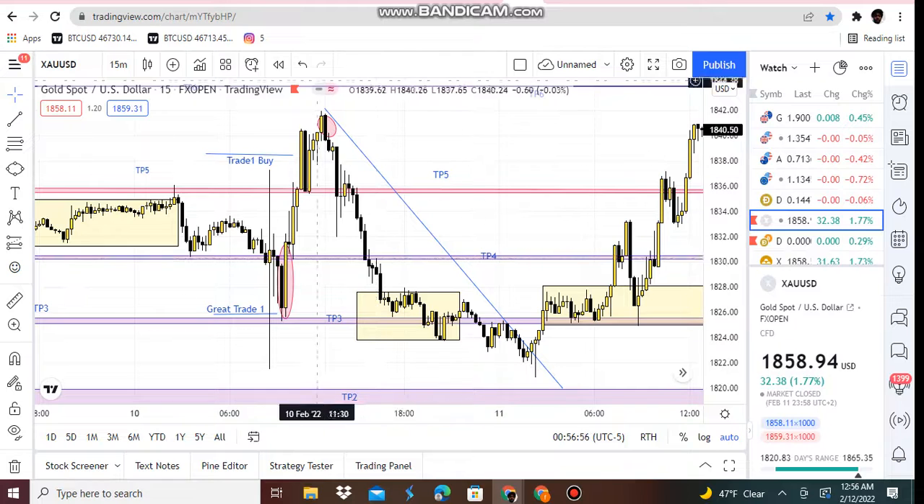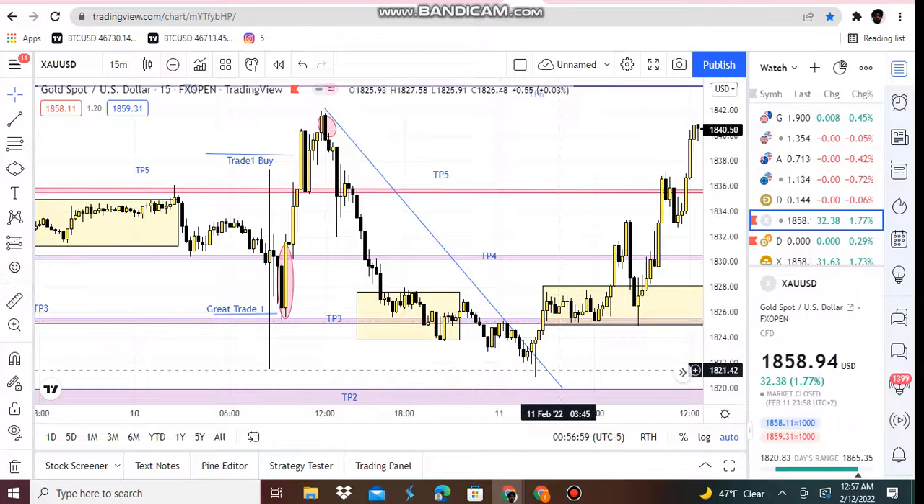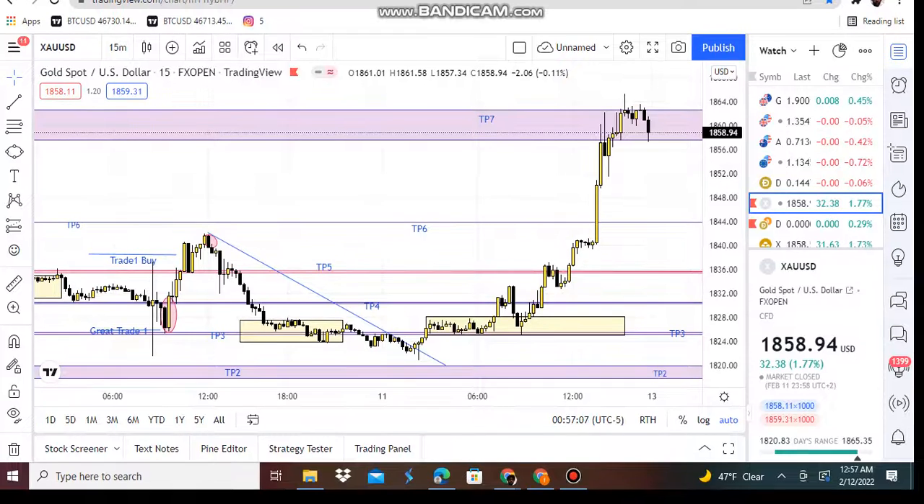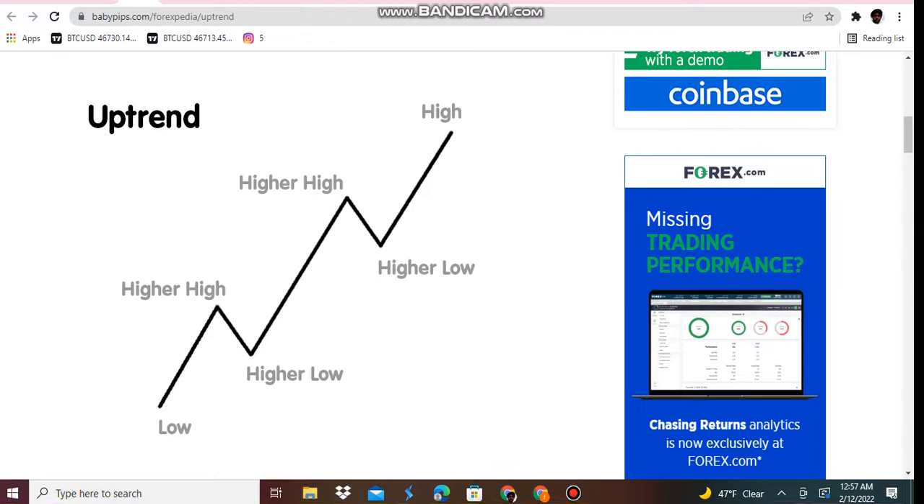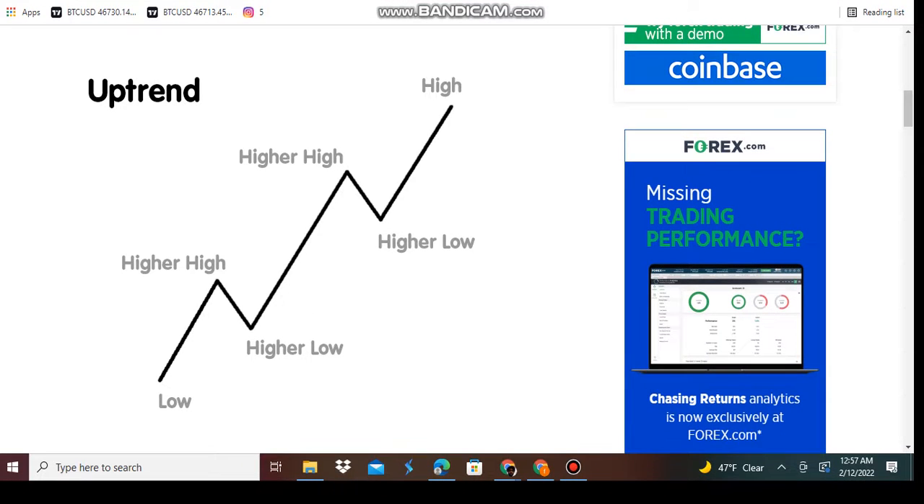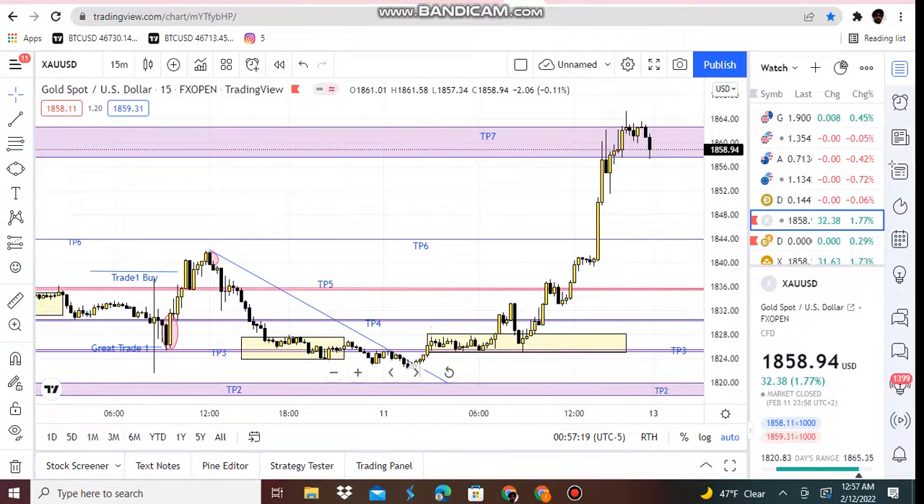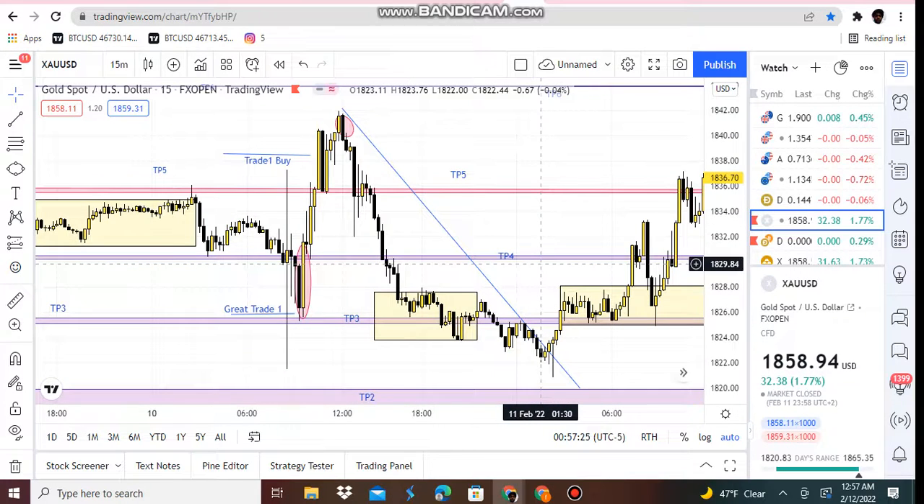Boom. Once price makes a higher high, it'll make a higher low. Once price makes a higher low, we get in because we know price is going to make what? A higher high, make market structure. Price will make a higher high, higher low, and then what? A higher high all the way up to take profit 7. After we see a higher low, price will make a higher high.